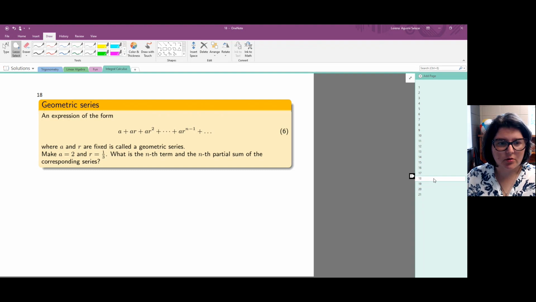Okay, so we're told that whenever we have an expression of the form a plus ar plus ar squared, and then we continue like that with a times powers of r, we have what we call a geometric series with the ratio r, and a is just a constant, and both a and r are fixed. We want to make a equal to 2 and r equal to 1/3 to see what we get, and then to find the nth term and the nth partial sum of the series.